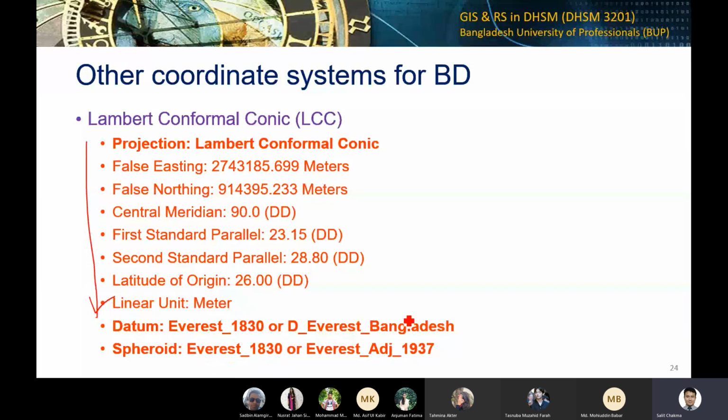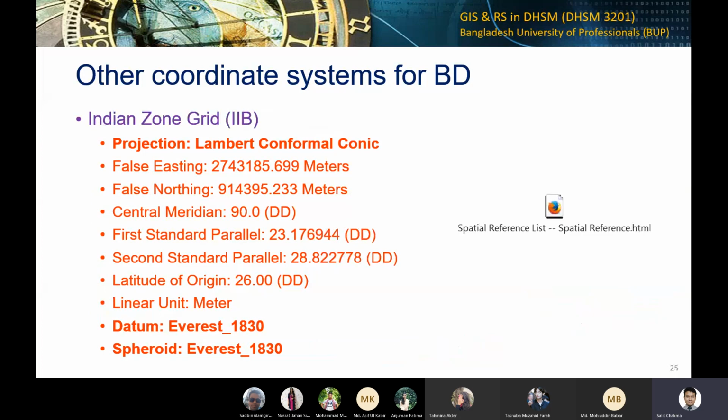Okay, and for this datum they use the spheroid of Everest 1830. So this Everest 1830 or Everest adjusted 1937 is for the Indian subcontinent. Okay, it was developed for the Indian subcontinent, not only for Bangladesh. So this is a regional datum. Then we also use Indian zone grid, IIB. Okay, so the projection is still Lambert conic, and the datum is specifically Everest 1830.